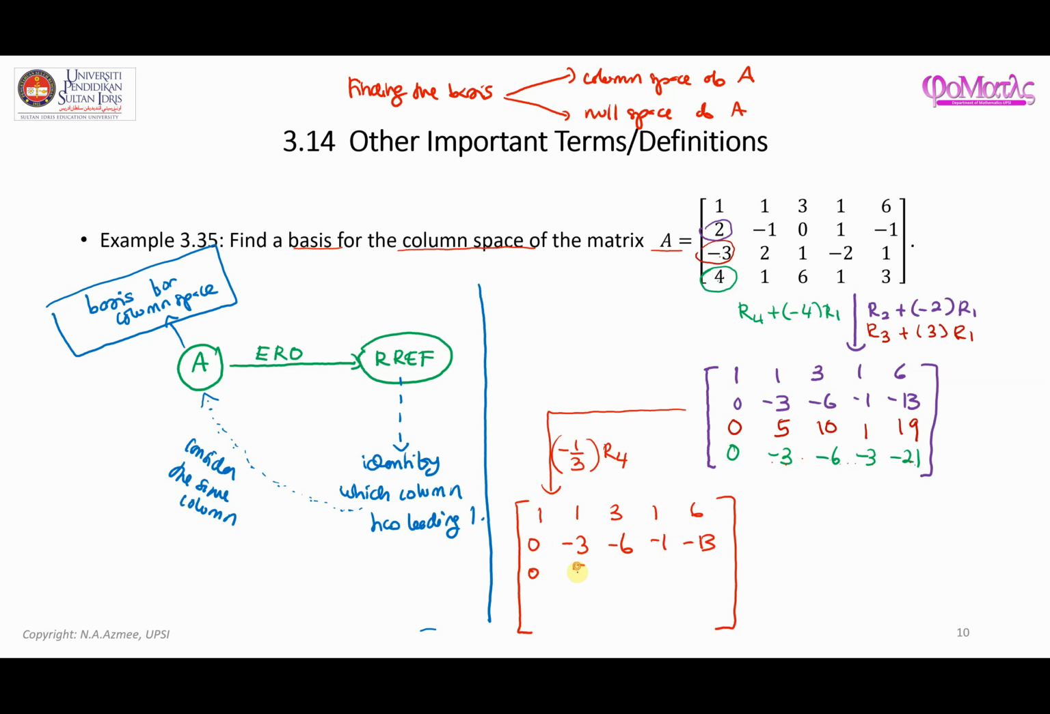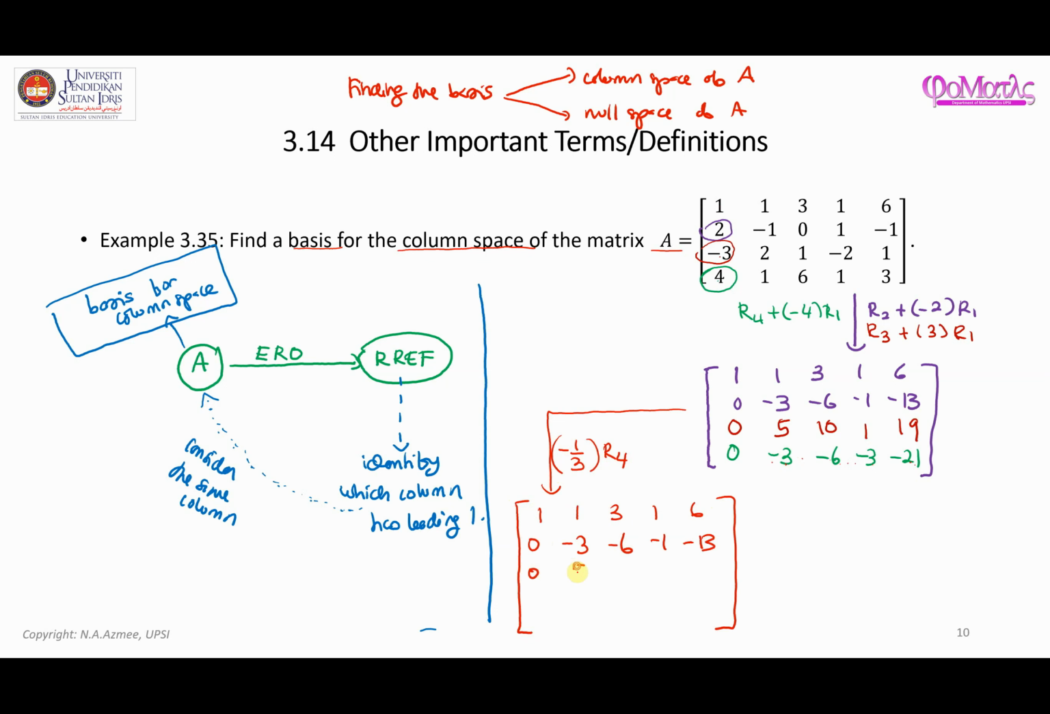0, -3, -6, -1, -13, and then 0, 5, 10, 1, 19. Oh, sorry, I have to switch the row. So I'm going to switch the row, sorry. Let me just erase that, switching the row right now.